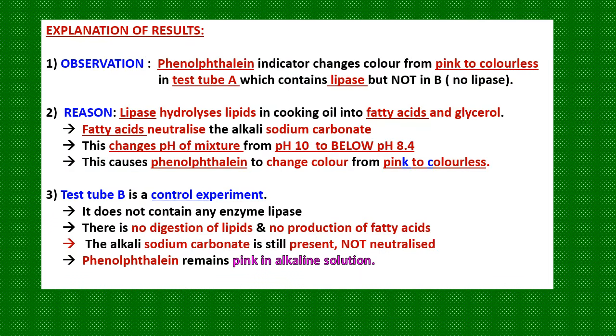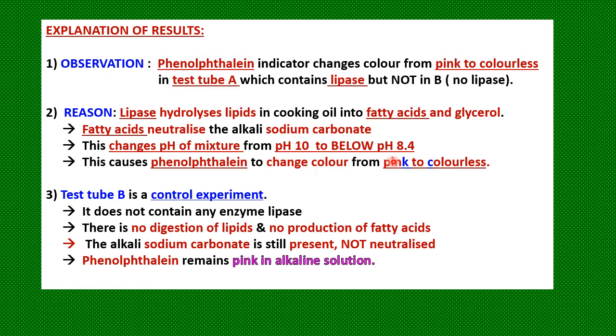Now, to recap the observation and results. Observation is that phenolphthalein indicator changes color from pink to colorless in test tube A, which contains lipase, but it does not turn colorless in B, which has no lipase. Reason: in test tube A, lipase hydrolyzes the lipids in cooking oil into fatty acids and glycerol, and these fatty acids then neutralize the alkali sodium carbonate, and this changes the pH of the mixture from pH 10 to below pH 8.4, and even to neutral and acidic conditions, due to the fatty acids. So this causes phenolphthalein to change color from pink to colorless, right?